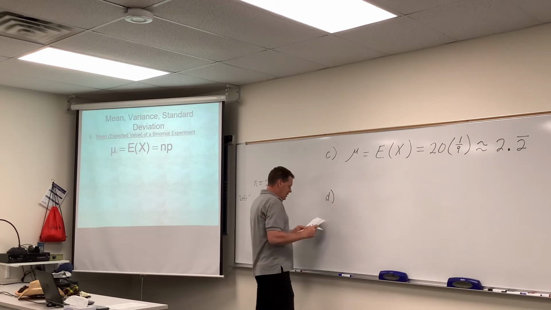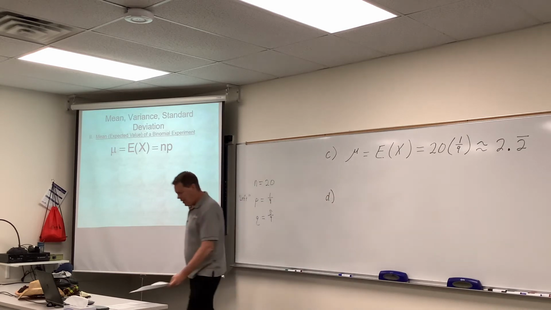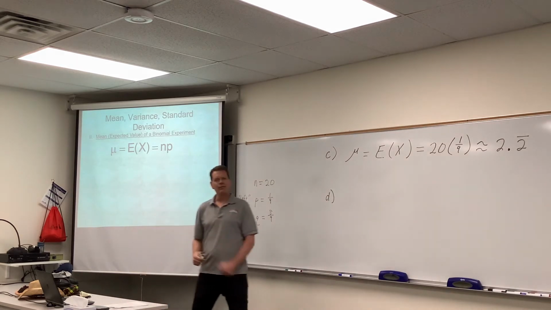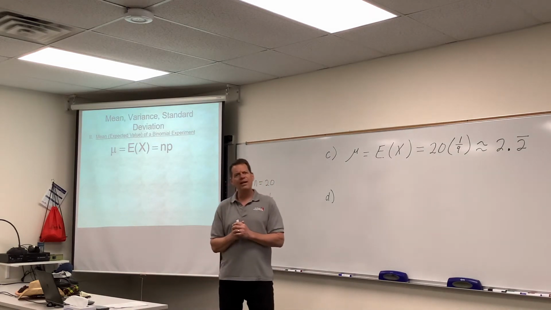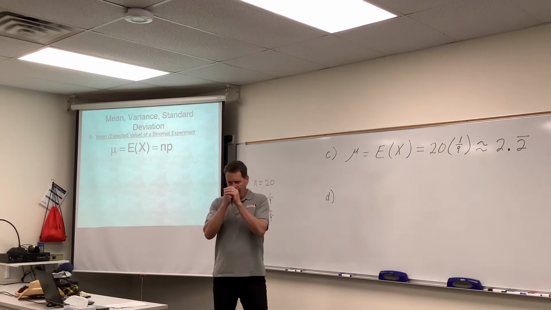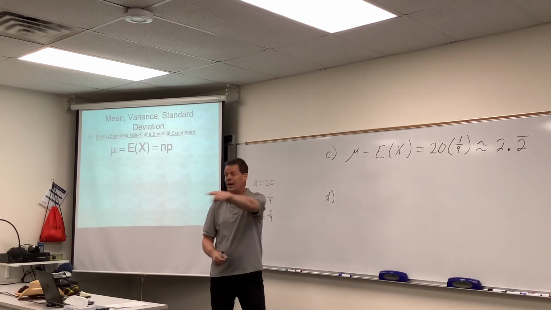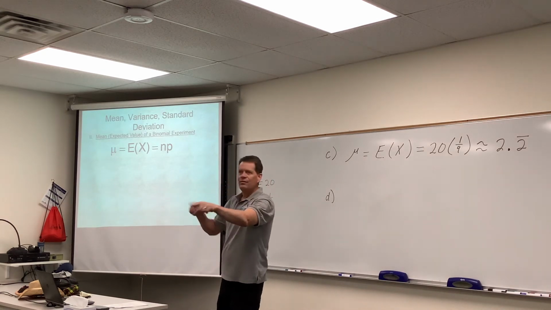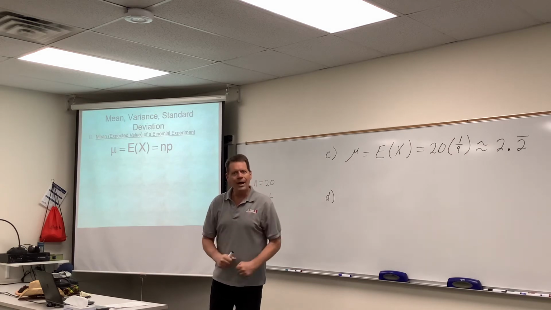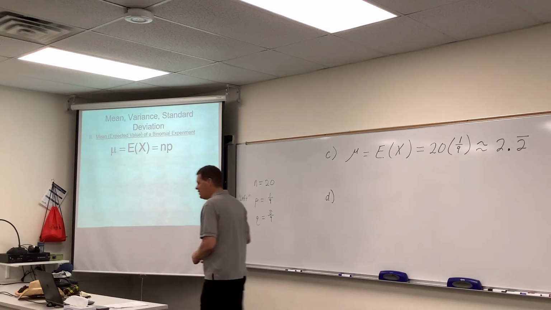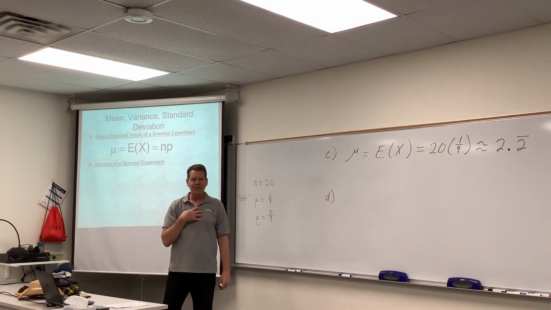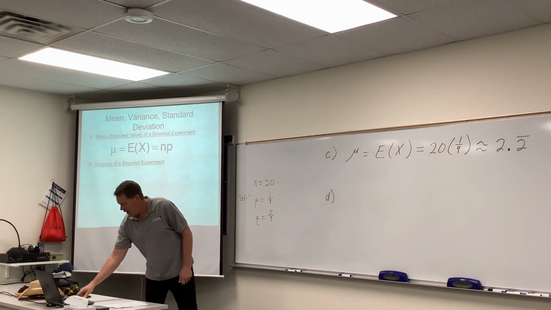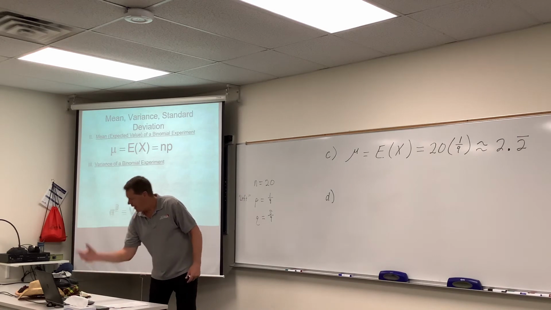Part D says find the standard deviation. Well, let's see. We've done this before. When somebody asks us to find the standard deviation, what has that forced us to do first? Find the variance. That's right. Find the variance first. That's how you get standard deviation. So the variance, smart math people, I gotta admit, I don't know where this one came from. I probably learned it at one point in my life, but I don't know.